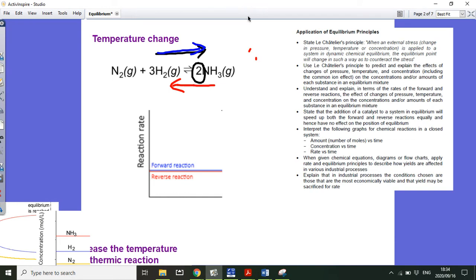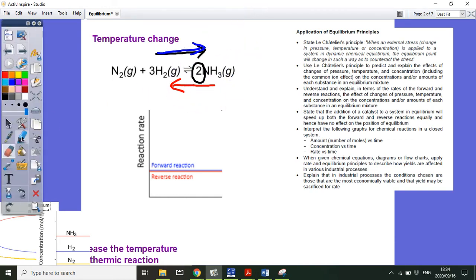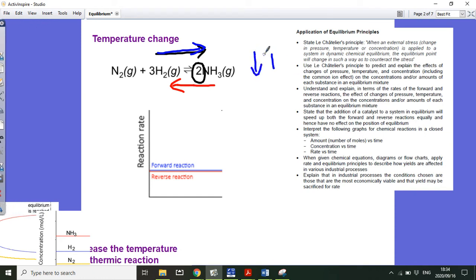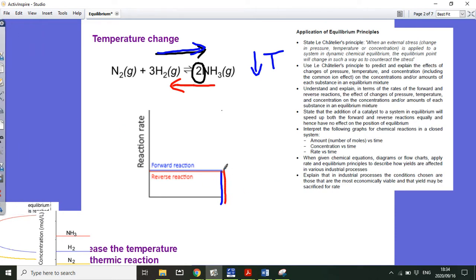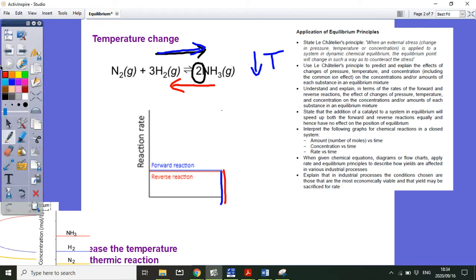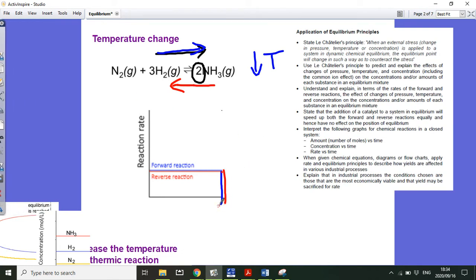So if the temperature decreases, and please wake up if you're falling asleep. The temperature decreases, that's my stress, and you went through the Le Chatelier points. A decrease in temperature will favor the exothermic reaction. In our case, that was the forward reaction. But now the temperature has decreased. So the same as the increase, both reaction rates will go down. And this is why low temperatures are not used in the industry, because both reaction rates, forward and reverse, remember this is happening in one container, the total reaction is actually going to happen slower.